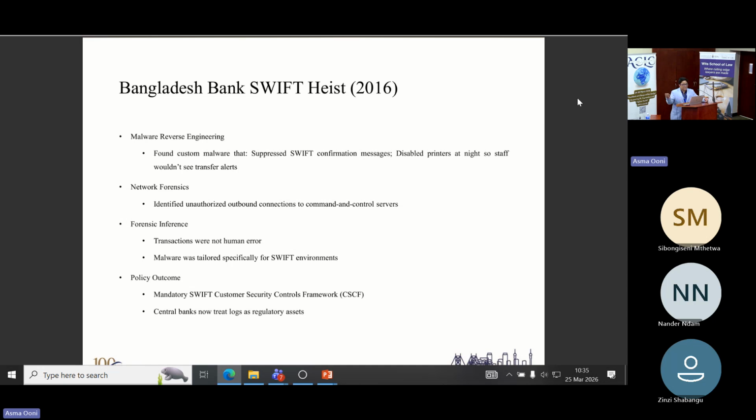Now next comes the forensic report. In the report, they stated that the transaction was not due to human error, but was due to the malware created in the SWIFT environment.